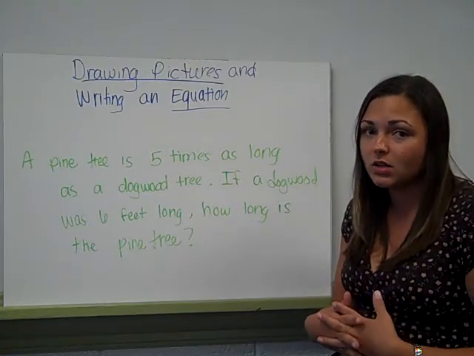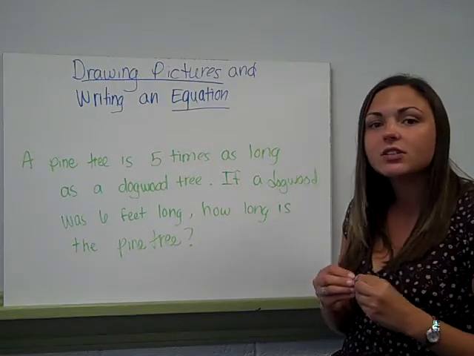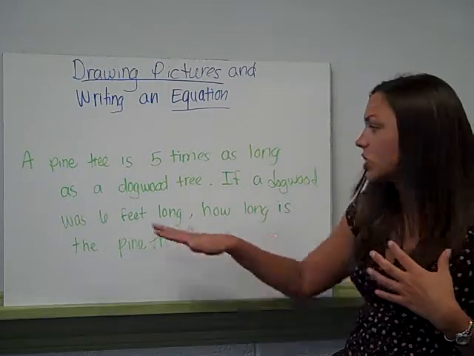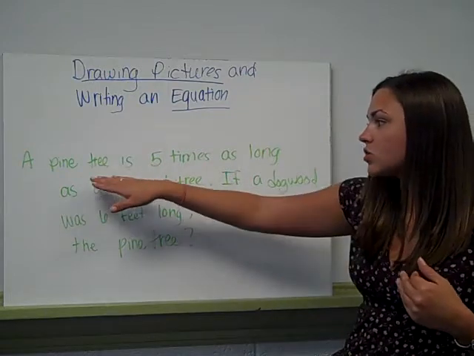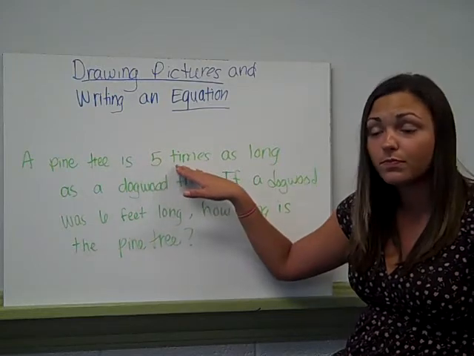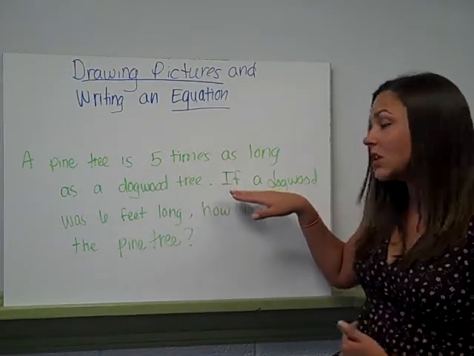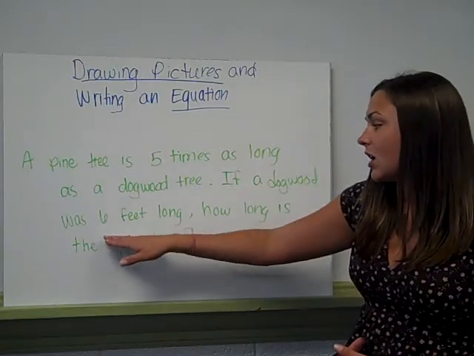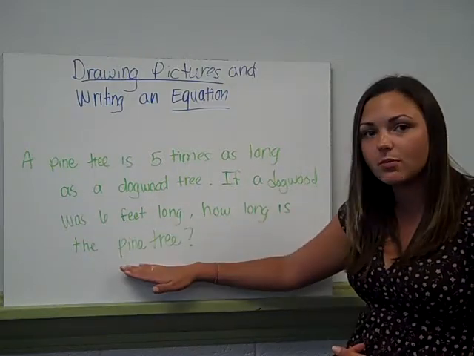A pine tree is 5 times as long as a dogwood tree. So just by knowing that, we're going to know that a pine tree is going to be much taller than a dogwood tree because it's 5 times as long. Then it gives me the measurement of a dogwood. If a dogwood was 6 feet, how long would the pine tree be?